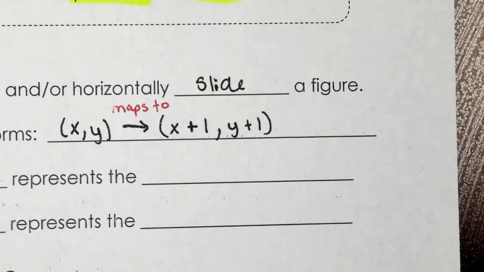So when I read this, if I have y'all read a translation rule for me, you'll say x y maps to whatever the mapping rule is, x plus 5, y minus 3, or something like that. That's how you would read it. You wouldn't say x comma y arrow. The arrow means maps to.